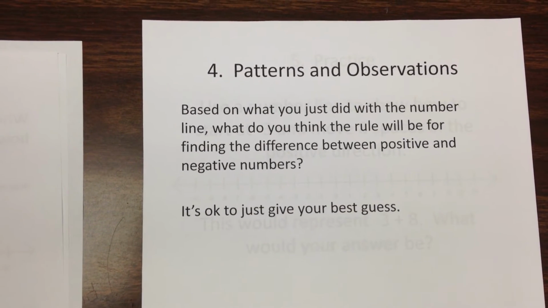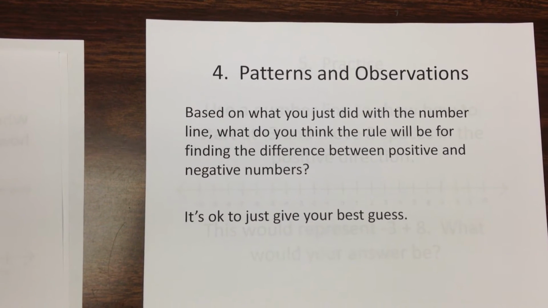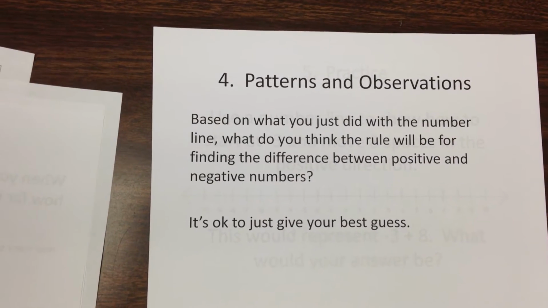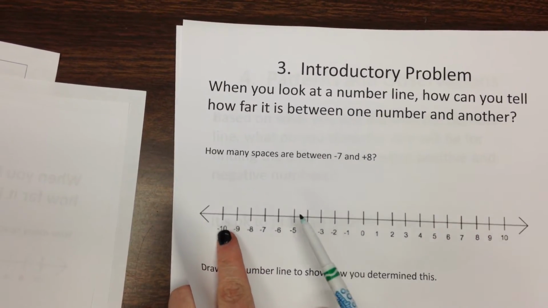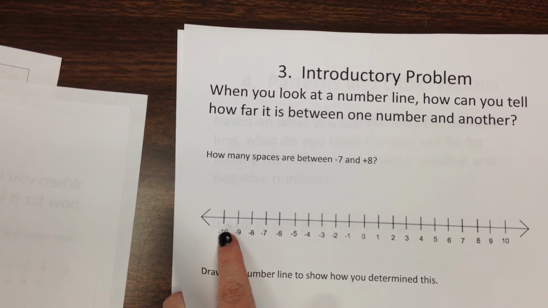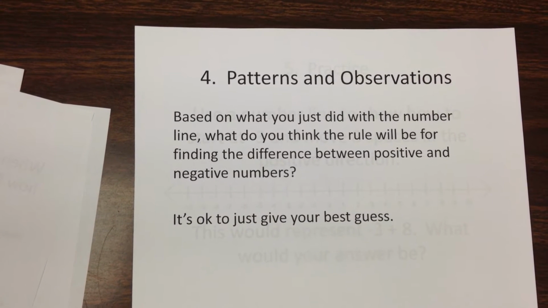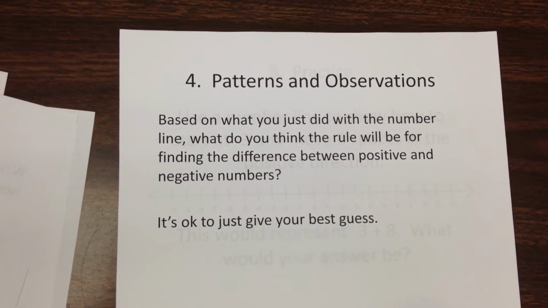Okay. Number 4, based on what you just did with your number line, what do you think the rule will be for finding the difference between positive and negative numbers? And what that means is the difference is how far apart they are. If you have one number that's negative and one that's positive, what do you think is going to be that rule? How do I find the distance between them? If you're not sure yet, it's okay to give your best guess.